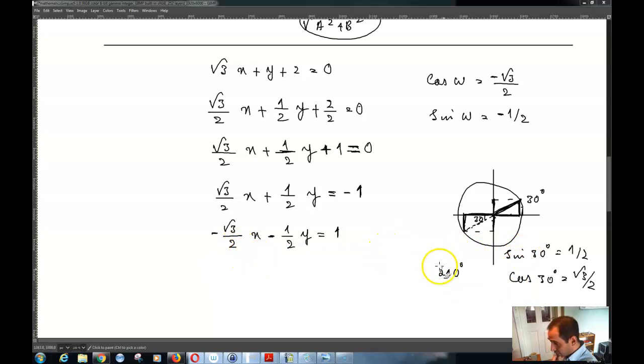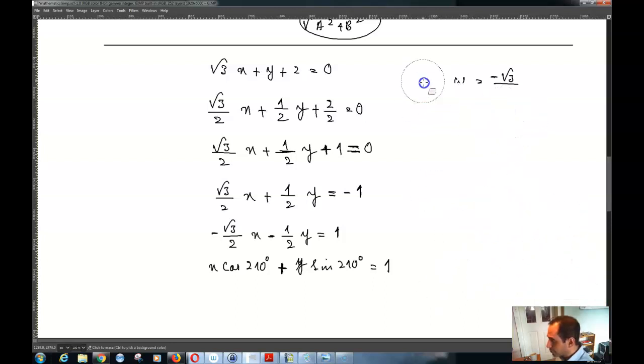But for now, you know that this angle over here is the angle you're looking for. So instead of negative square root of 3 by 2, you can write cos of 210 degrees. You can write x times cos of 210 degrees. And instead of negative 1 by 2, you can write plus y times sine of 210 degrees, because this sine of 210 degrees is positive, is equal to 1. And so that will take care of the problem. So I suppose that is the required equation for the line.